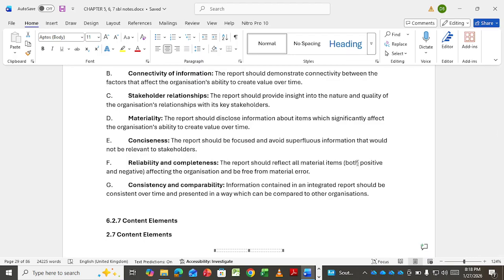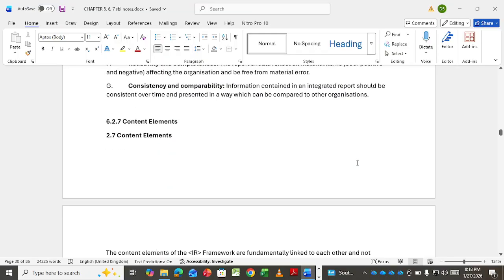If the companies are preparing integrated reports in a particular format, at least it should be comparable with what you're also preparing. Those are the guiding principles for the reports that we prepare in terms of showing integrated reports.